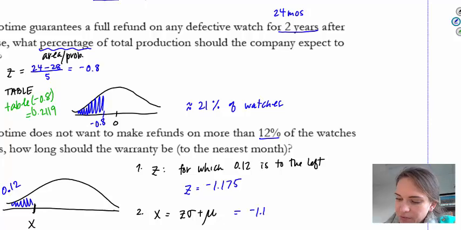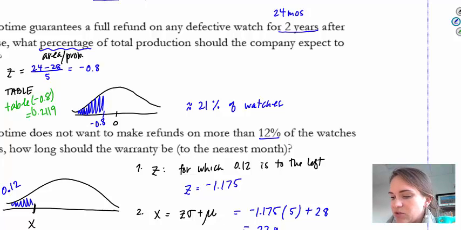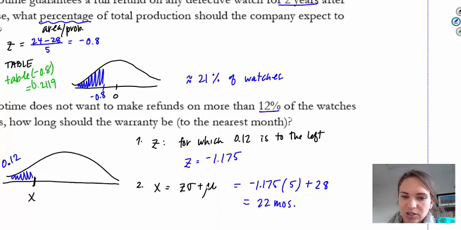Z is negative 1.175 times the standard deviation of 5 months plus the mean of 28 months. Says that the warranty should be placed at 22 months if they don't want to replace too many watches. So they need to reduce their warranty by 2 months, and that will save them 9% of replacements. Or they could always make a better watch, right?